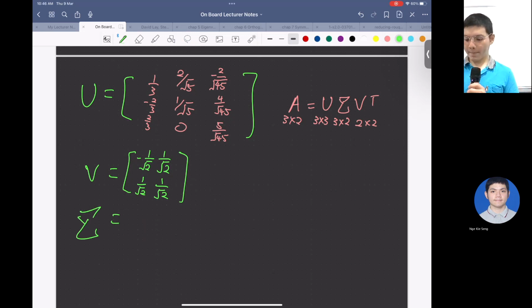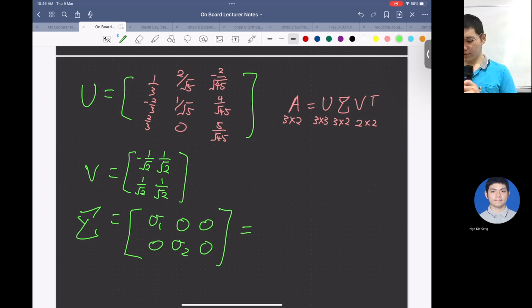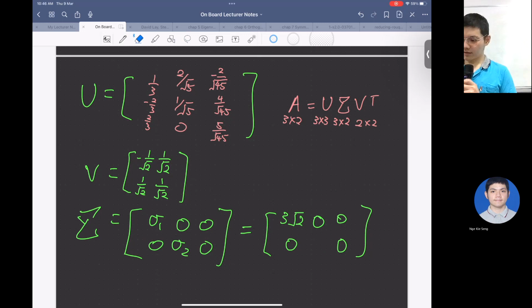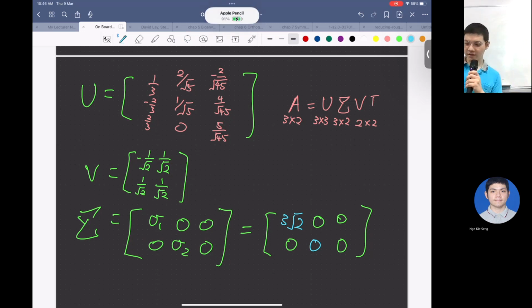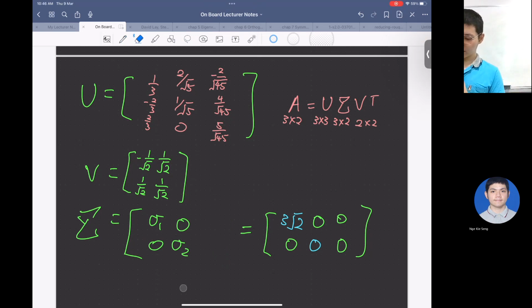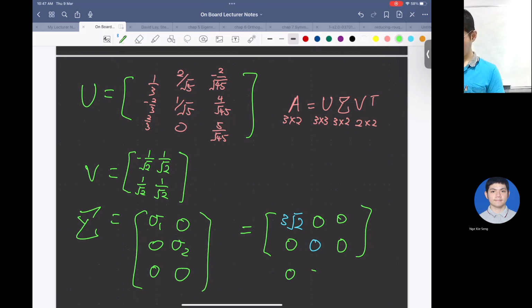Okay, how about sigma? Sigma is a 3 by 2. So we need to put our sigma 1, sigma 2. This is a 3 by 2, so you complete it by a zero matrix, 0, 0, 0, 0. Maybe I make a color on the singular value, just so you don't get confused where the 2 comes from. Okay, now done, I think. Is this the right size? 3 by 2, oh, sorry. 3 by 2 looks like this. This now is a 2 by 3. I think it should be done now.